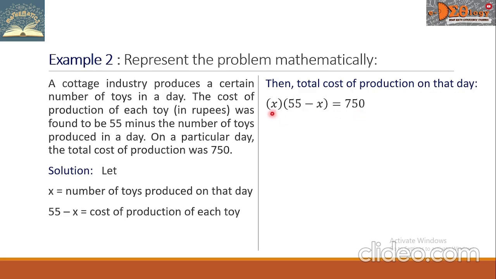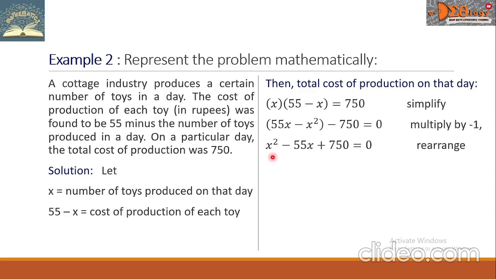We multiply this x by 55 minus x. Then the 750 we transpose to the left side. So it becomes 55x minus x squared, then negative 750 equals 0. Let us multiply this by negative 1 and we will rearrange. So it becomes x squared minus 55x plus 750 equals 0. This is now the answer.